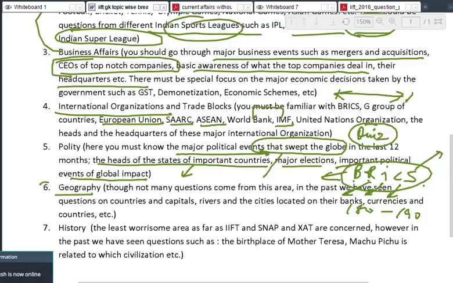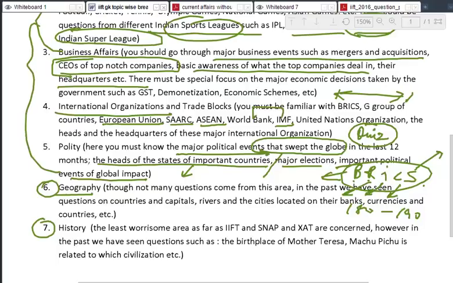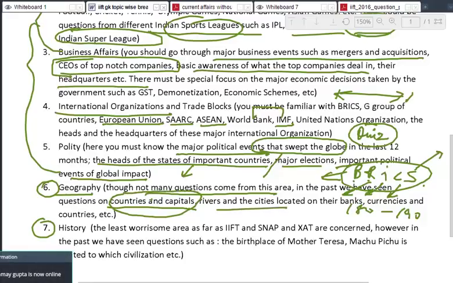Luckily, geography and history don't come frequently in IIFT GK. You will have questions mostly on these kind of things that we have discussed. Though not many questions come in this area, in the past we have seen questions on countries and capitals. Always you will find that countries and capitals are the favorite of IIFT. Rivers and cities. I've always found questions on rivers and cities in IIFT. I think they love this kind of question.